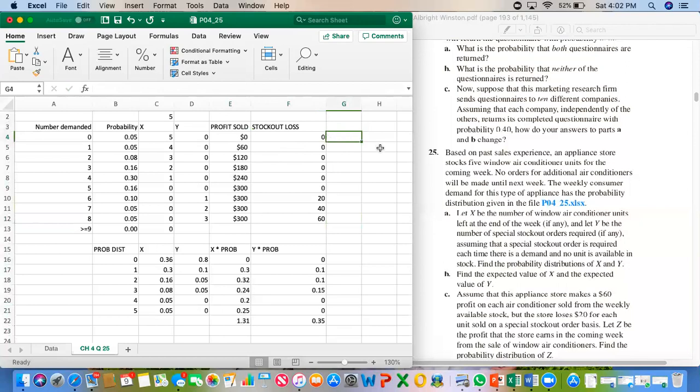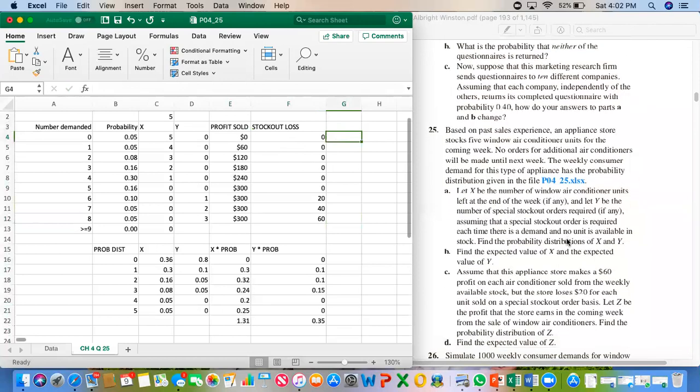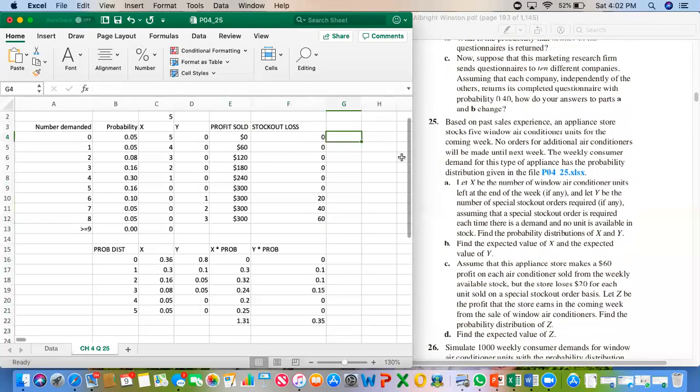Now what happens is that Z is going to be the profit that it earns from the sales. So let's call this column Z. And the profit is going to be the profit of the sold minus the stock out loss. This I need a formula for. So sold minus stock out loss. Equals E4 minus F4. Enter.